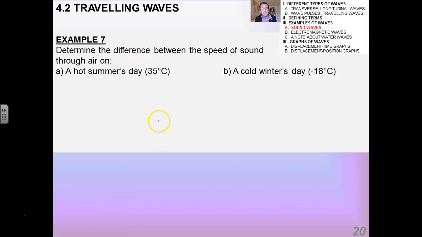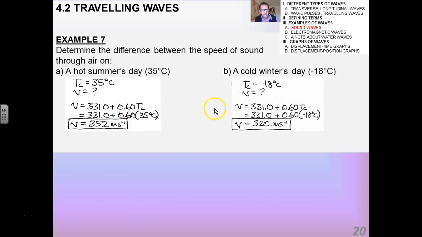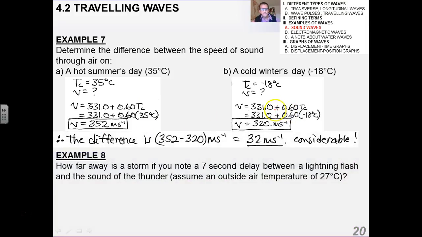Okay, so we'll do a couple of examples. Determine the difference between the speed of sound through air on a hot summer's day and a cold winter's day. Okay, I gave you that equation before, which I didn't actually talk that much about. But the equation is the speed is 331 plus 0.6 T_C. Okay, so it's 0.6 meters per second for every degree Celsius of temperature difference. Okay, all right. Okay, and a cold winter's day, right? So you see, it's a significant difference. It's 32 meters per second difference between summer and winter.